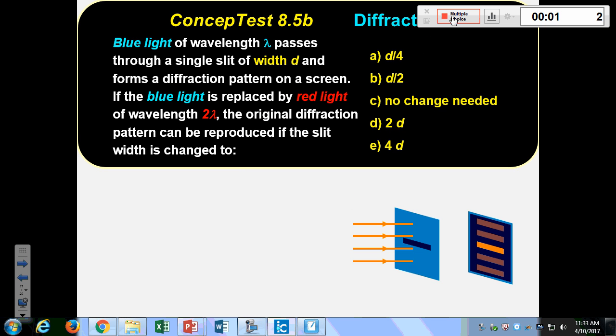Right here. With blue light, I get a diffraction pattern. What if I use red light? What do I have to do to the slit width to recreate that same pattern that I have with blue light? Different wavelengths diffract differently.